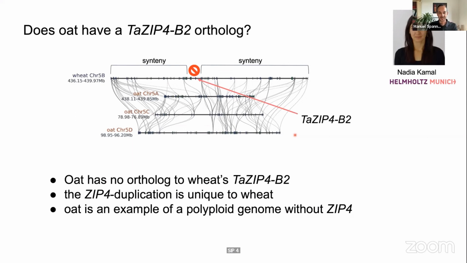So what we find is the CYP4 duplication is really unique to wheat, and oat is an example of a polyploid genome without the CYP4, which we think contributes to the observation that I showed you before, that oat has so many more rearrangements. It's certainly not the only factor. Also, divergence time and other factors will certainly play a role in that observation. But the CYP4 is certainly also an important factor.